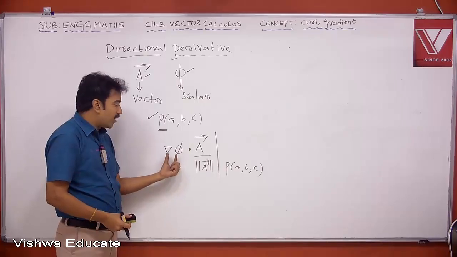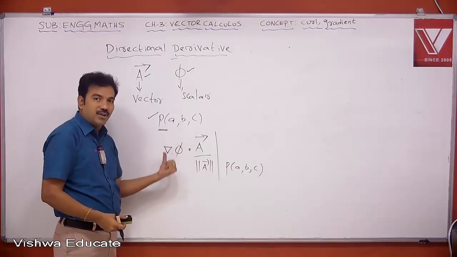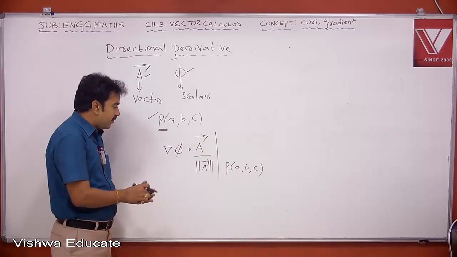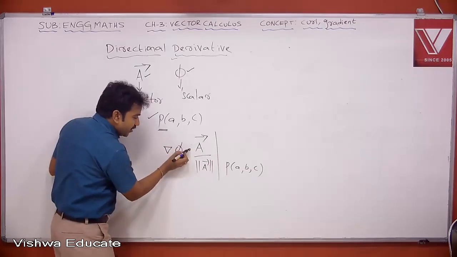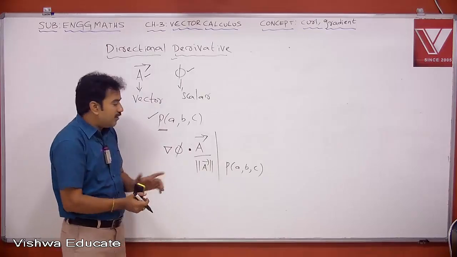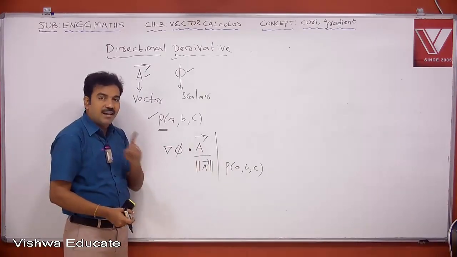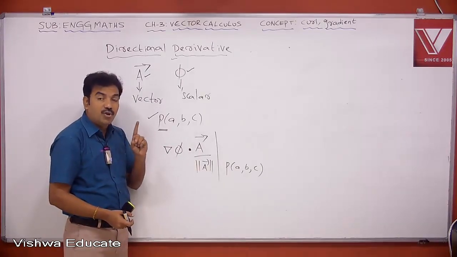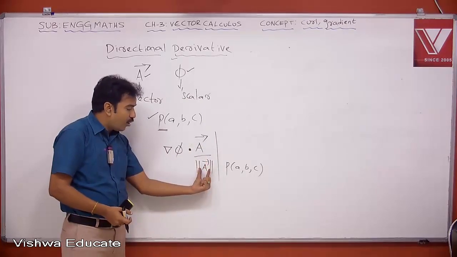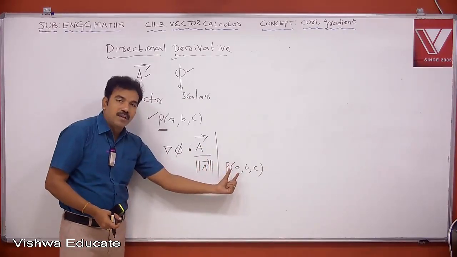What is del phi? Gradient. So gradient measures the derivative. Then the dot product with A bar. This is a vector quantity. This is a dot product. So a vector divided by its length becomes 1. When you divide a vector by its length, such vectors are called unit vectors. So therefore, del phi dot A bar by norm A bar at the point (a, b, c).